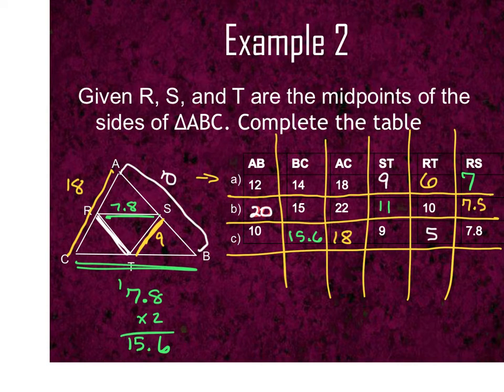So as you can see, to find a missing either midsegment length or a side length of the triangle, if they give us a midsegment, we double it, we times it by 2 to find the side of the triangle, or if they give us the side of the triangle and we want to find the midsegment length, we'll divide it by 2.